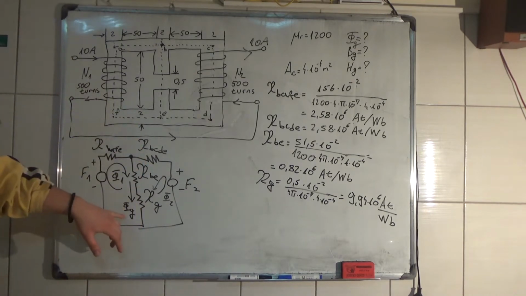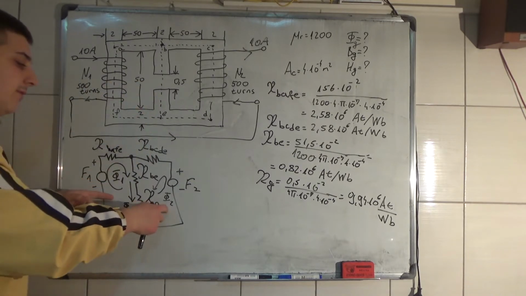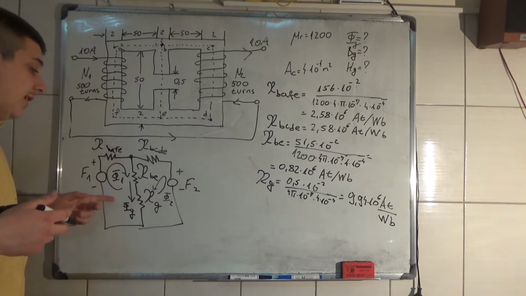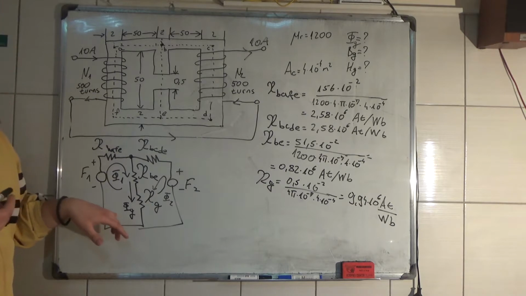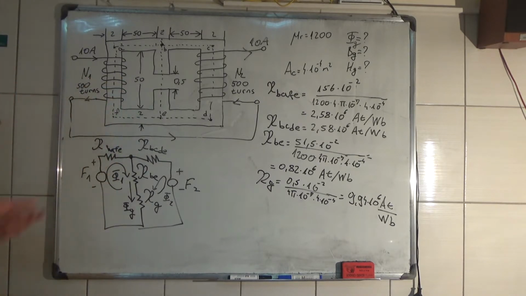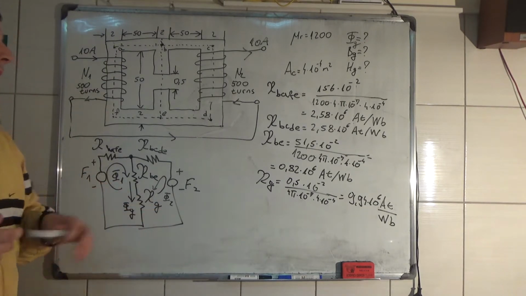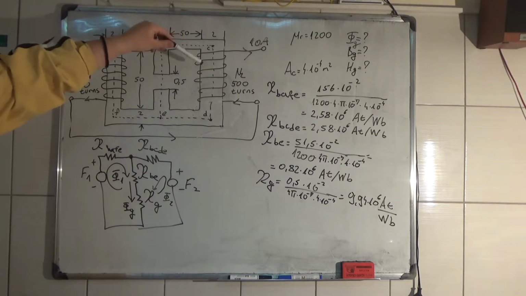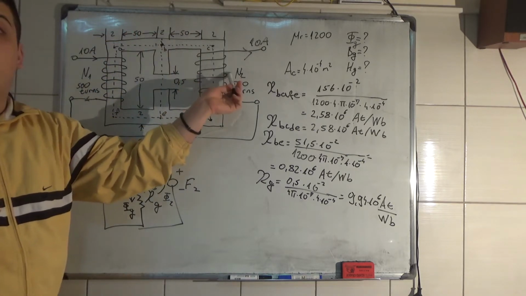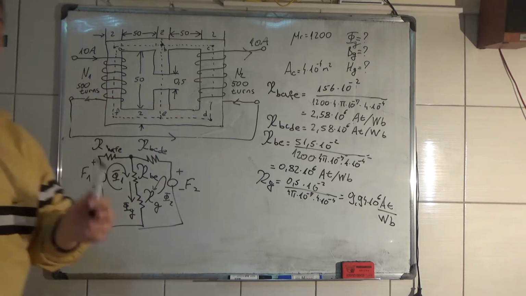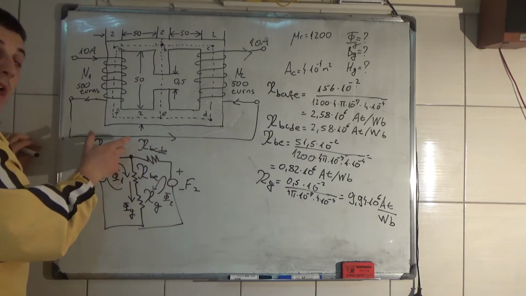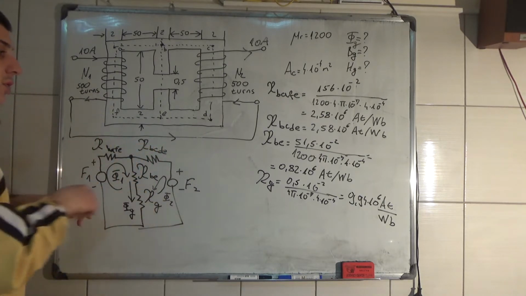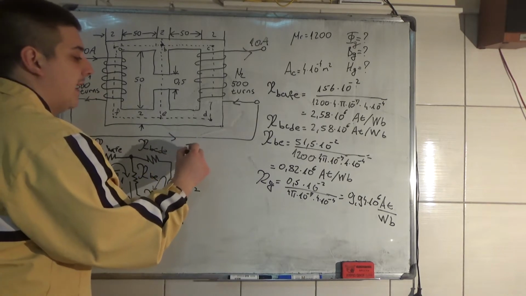So flux in the air gap is the sum of flux 1 and flux 2. So we have to calculate what flux 1 and flux 2 are, so we can measure the flux in the air gap. Now what do we know? We know that flux 1 and flux 2 are the same because there is an equal number of turns in this coil and here. The same current goes, and in their branches the reluctances are the same. So flux 1 and flux 2 are the same value.